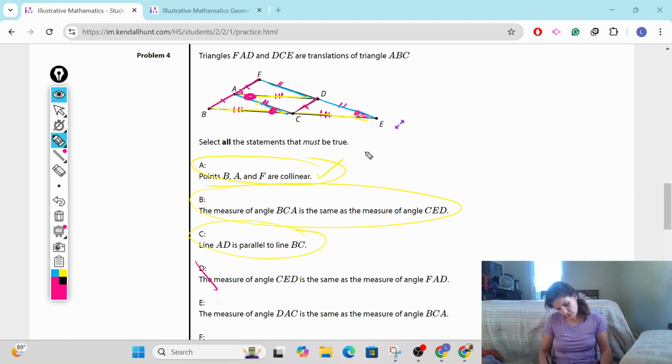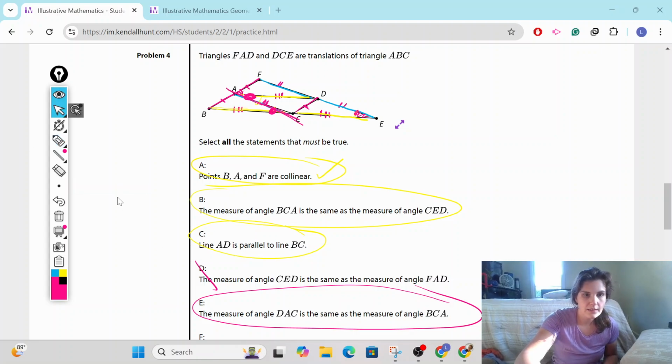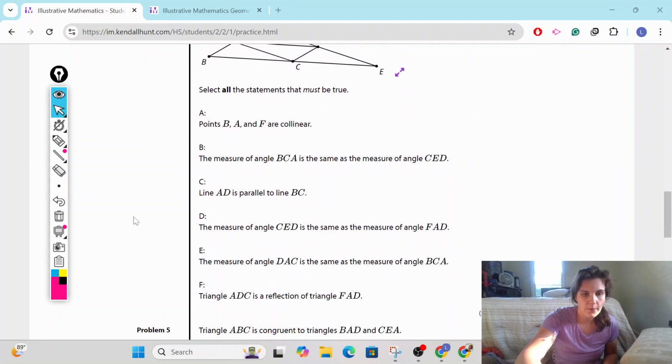Actually, you know what I see? We said the yellow lines are parallel, and if you notice, that makes a transversal. These are actually alternate interior angles. But this one is also true. And then, let's go down to the last one. I'm going to delete these, so pause real quick if you need to go over it.